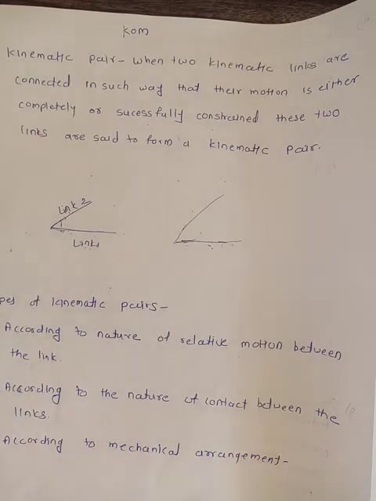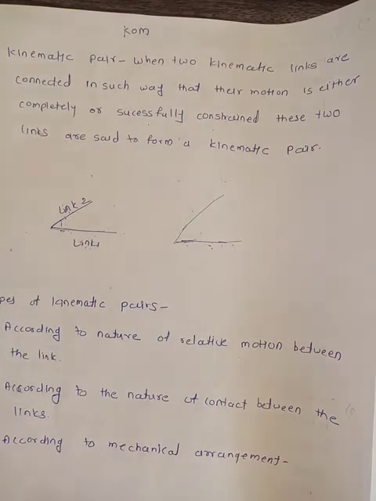Hello friends. In the previous lecture we have seen the kinematic pair. What is a kinematic pair? When two kinematic links are connected in such a way that their motion is either completely or successfully constrained motion, this is called a kinematic pair. Again we have seen the types of kinematic pair.